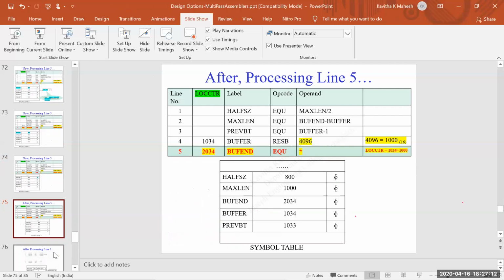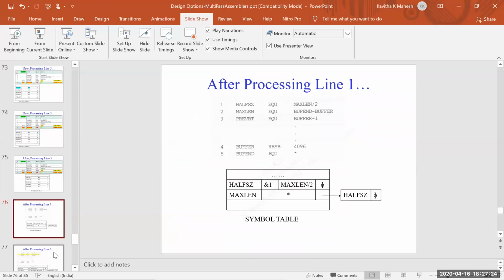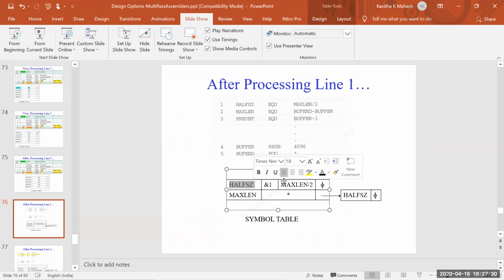So I have consolidated all the symbol table status by the end of processing of each line. This is by the end of processing of line number 1. What did we do? We entered half set. We entered the defining expression for half set, which is max len by 2. The number of symbols in the defining expression was entered in the second column, and the list of symbols dependent on half set was maintained. After this was done, we entered max len and labeled it as undefined. And all symbols dependent on max len were maintained in the list of symbols associated with max len.